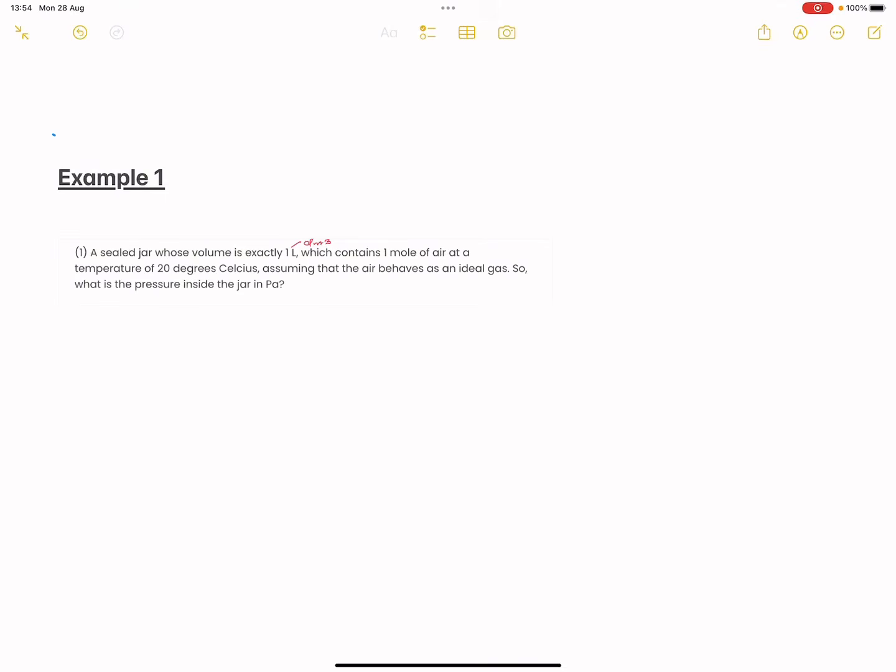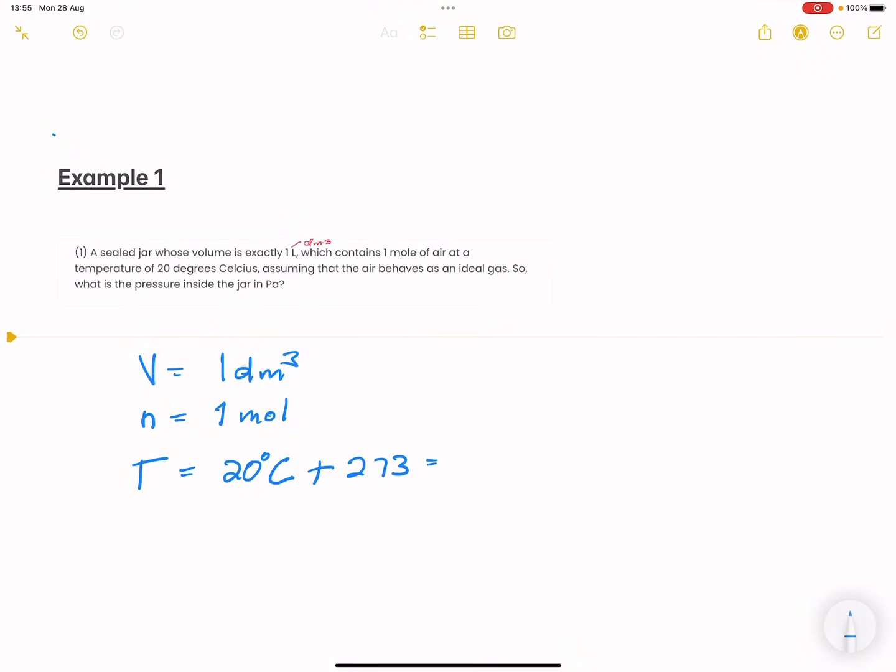So we're given the volume as 1 liter, or 1 cubic decimeter. And they said that the number of moles is 1. And also the temperature is 20 degrees Celsius. But remember, if we want to convert it to Kelvin, we just add 273. And so that will be 293 Kelvin.